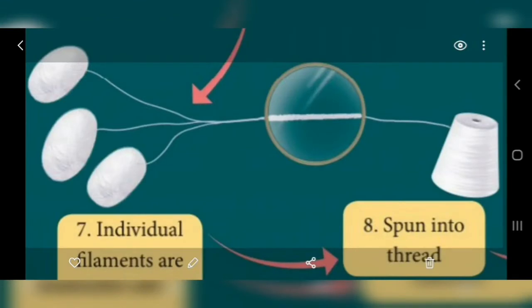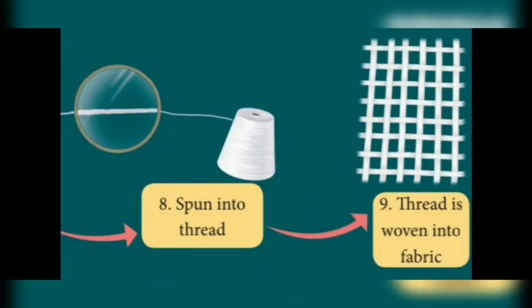Cocoons are unwound and then the individual silk filaments are reeled together to form a thread large enough for weaving. The silk thread is cleaned, dyed, and woven into fabric.